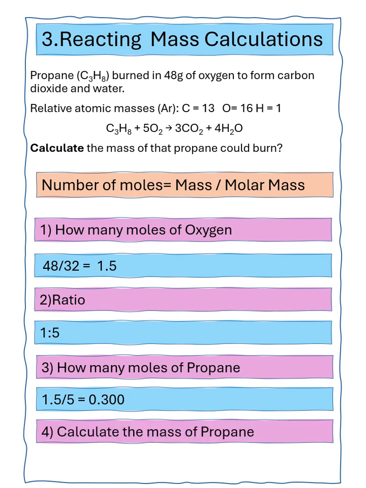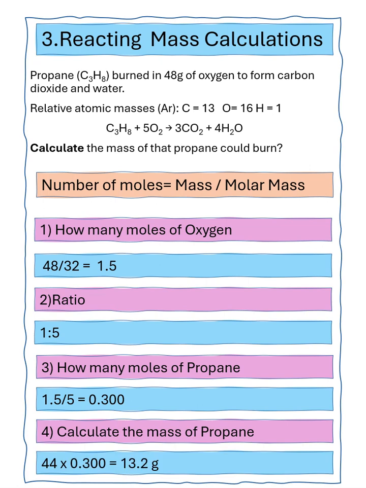We then use the equation, number of moles equals mass divided by molar mass, to calculate the mass of propane. The relative formula mass of propane is 44. It's carbon times 3 plus 8 hydrogen, times 0.3 moles, which equals 13.2 grams.